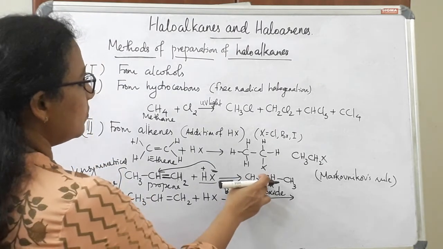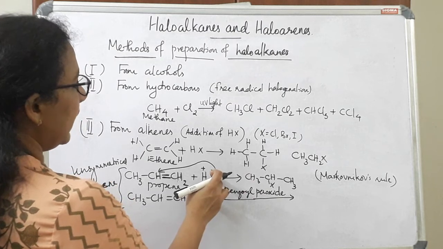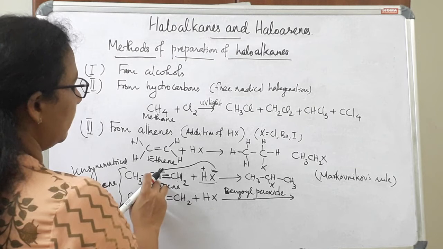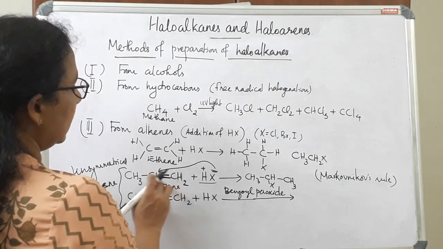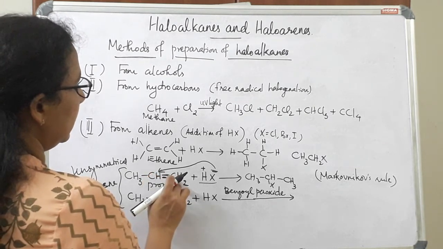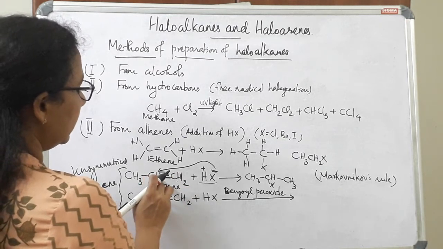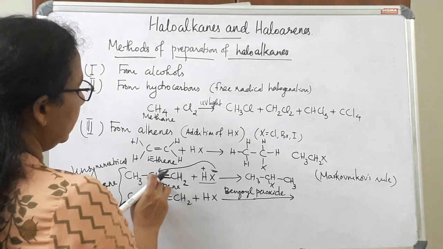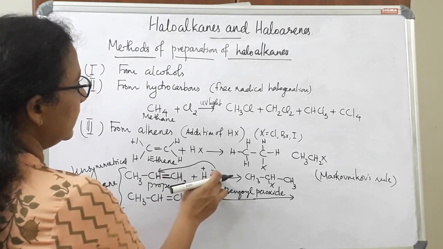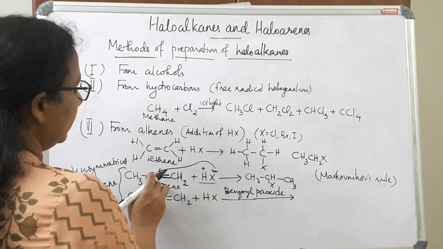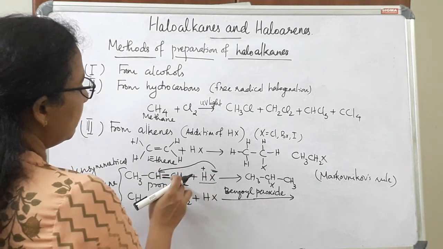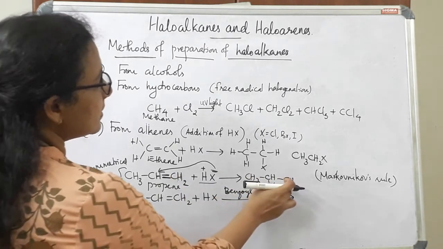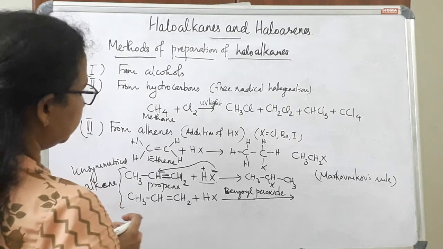So Markovnikov's rule is actually the negative part of the adding molecule should go to the carbon containing less number of hydrogen atoms. So this is the alkene part, or this is carbon-carbon double bond, and this carbon has 1 hydrogen and this carbon has 2 hydrogen atoms. So this carbon is having less number of hydrogen. So the negative part will be attached to this carbon and the positive part will be attached to this carbon. So the product will be like this. So this is according to Markovnikov's rule.